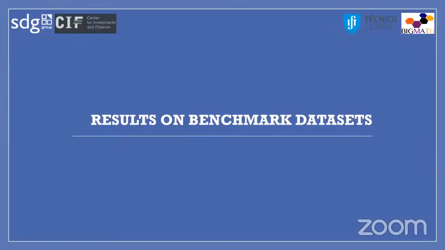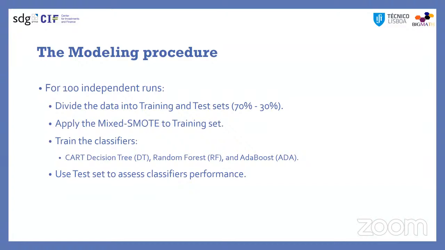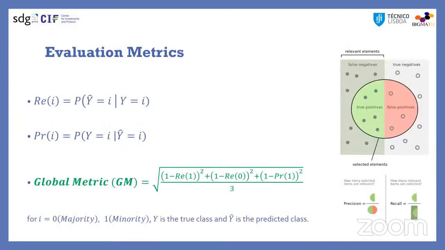And to show the result for our proposed approach, we pick a benchmark from the UCI that I will introduce later. But the modeling procedure is like this. We run 100 independent iterations of the modeling to stay out of randomness in the results. We divide the data into training and test by the percentage of 70 to 30%. We apply the balancing technique, mixed SMOTE, on the training set. Then we train 3 different classifiers: CART decision tree, random forest, and AdaBoost. And then we use the test set to assess the classifier performance and report the average of the performance measurements that we have.